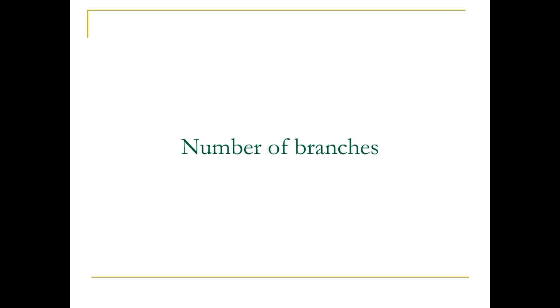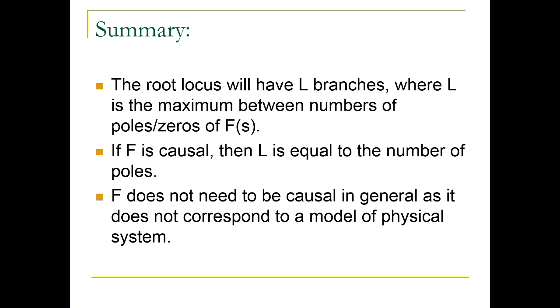Right, so we now want to go through each of these and show how to plot these things in general for a general transfer function. And we will be going through an example step by step. So the idea is to illustrate each of these on an example as we go. So, well, the root locus will have L branches. And L would be the maximum between the numbers of poles or zeros.